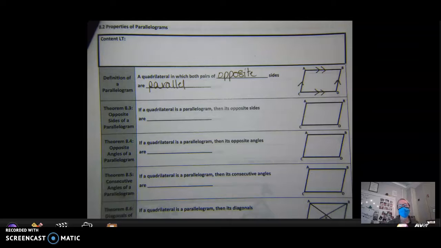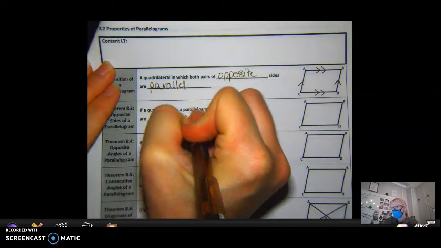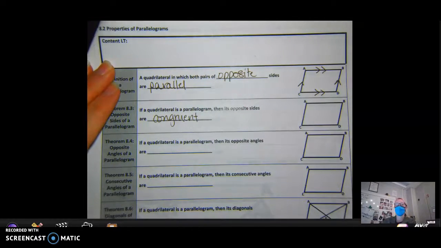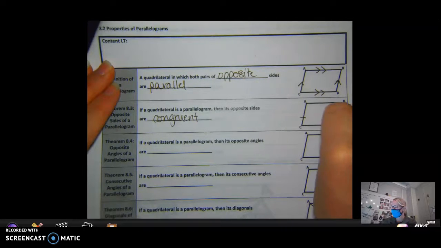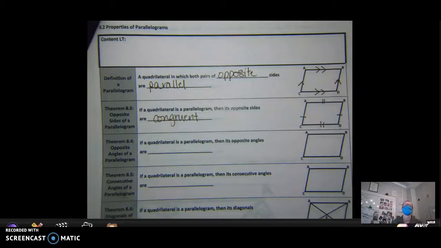If a quadrilateral is a parallelogram, so we're just taking this and putting it into the conditional if-then statement. If a quadrilateral is a parallelogram, then its opposite sides are congruent. So what does it mean to be congruent? So they're saying if a quadrilateral is a parallelogram, that means that this has to be congruent to this, and this has to be congruent to this. So they're telling me that it is a parallelogram. That's what I can get from that.